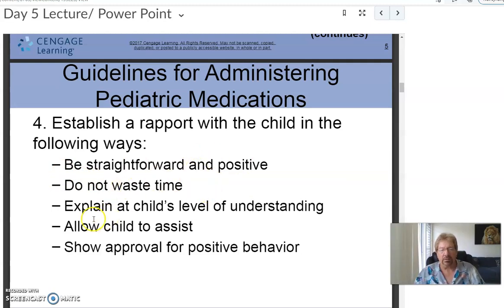Do not waste time. Explain at the child's level of understanding. Allow the child to assist, if you can. Show approval for positive behavior.